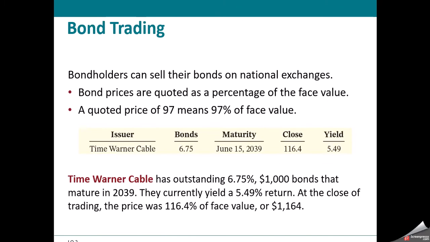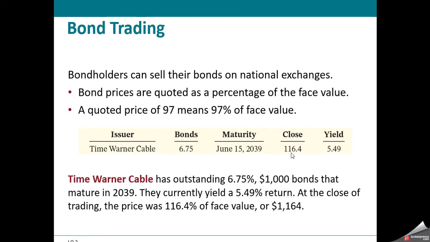Now here's an example of if you were looking in the Wall Street Journal or something like that to say, okay, what bonds are out there and what are they selling for? So this says, okay, these are Time Warner Cable bonds, and they are paying 6.75%. They mature in 2039, so again, they've got lots of years left. Their close is at 116.4%. So that close is the quoted price. It never shows you the percent, but again, it's something that they expect you to know that means it's a percent of the face value.